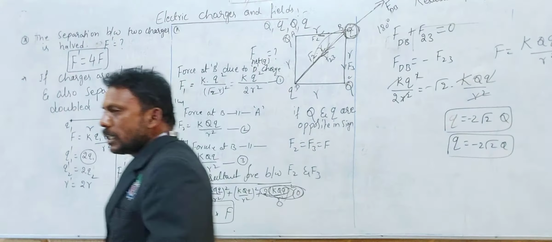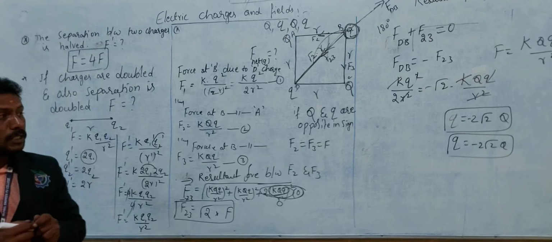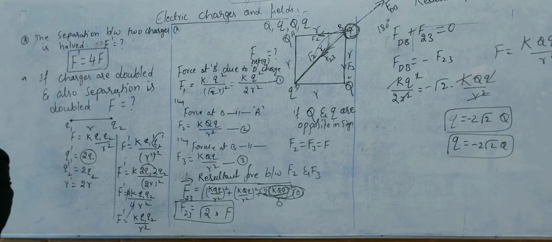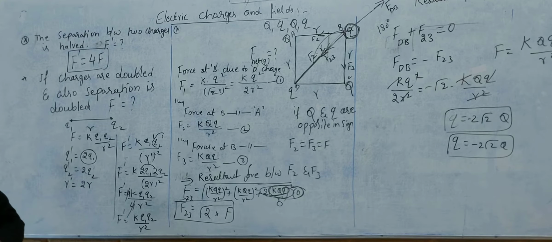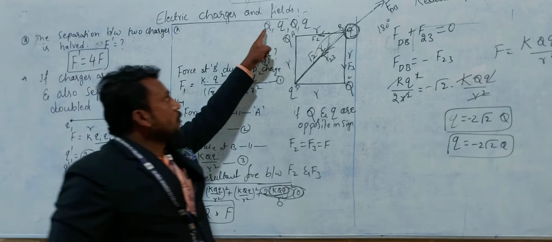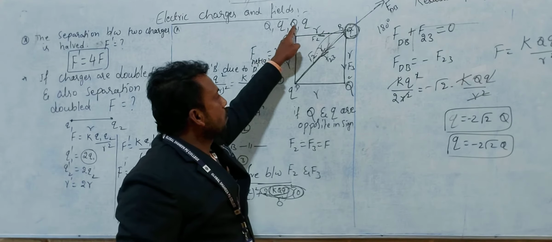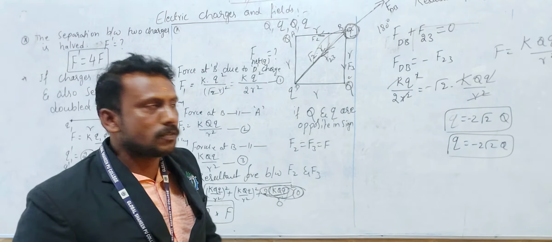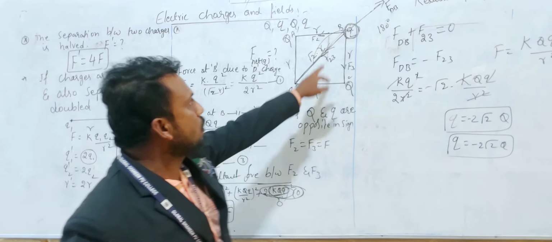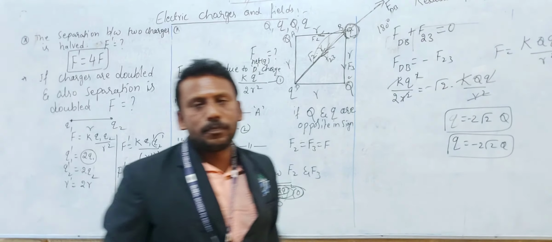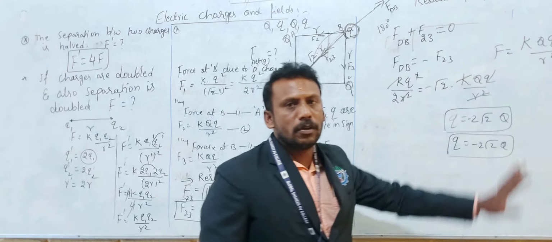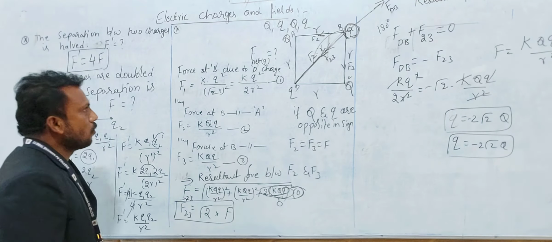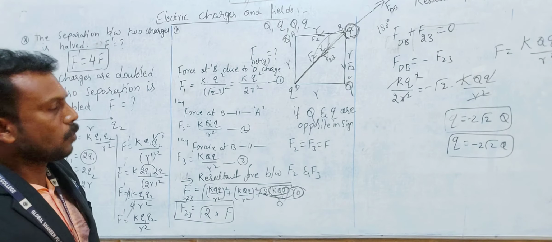Answer is, what is the value of Q? Q is equal to minus 2 root 2 Q. The net resultant force on the charge Q is 0. The question is like this: if 4 charges capital Q small q are placed at the 4 corners of the square, what should the charge be so that the net force on Q is 0? The charge Q is equal to minus 2 root 2 into Q. This is about the application of Coulomb's law.